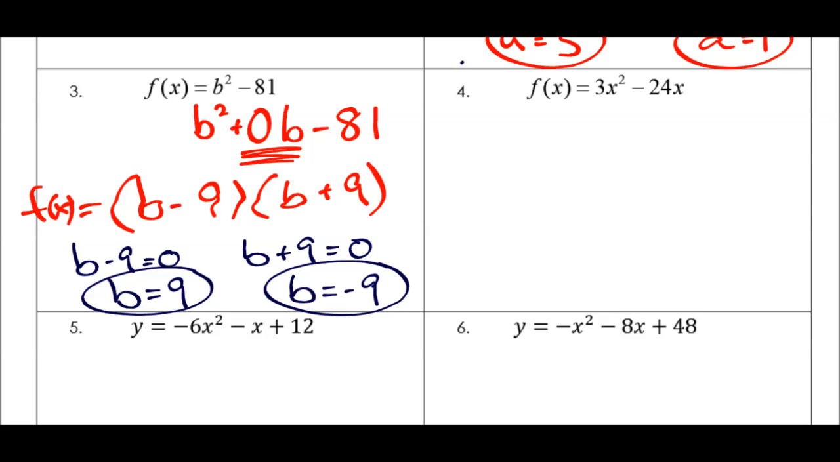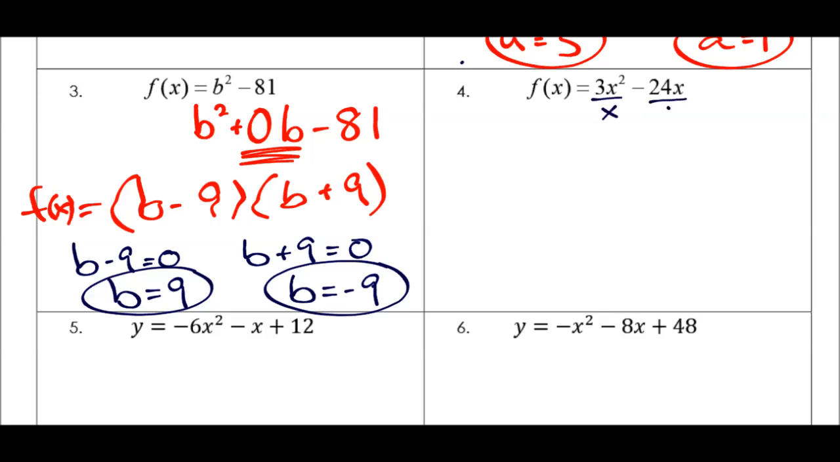Number 4, I'm going to factor out the GCF first. So you can see that there actually is no C. Usually we'll have a constant that's added onto this, but we don't have anything there, so I'm going to find the GCF of this first. That's always your first step. If you can factor out a GCF, take that out first.